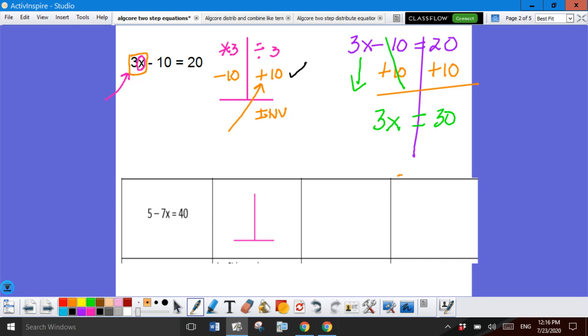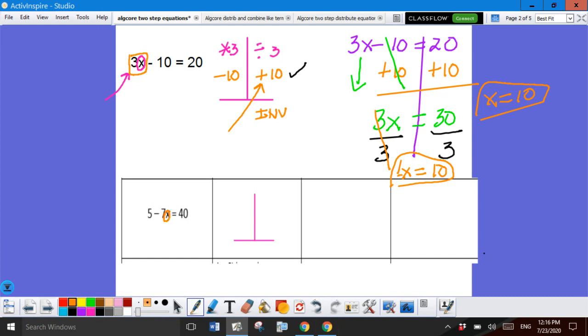Now the next step I'm going to do is divide. And when I divide, I draw a line. So I'm going to divide, divide. And again, something crosses out. So the 3's are going to cross out. 3 divided by 3 is 1, so that's a 1x equals. 30 divided by 3 is 10. And I just finished my problem. I know that x equals 10. Okay, x equals 10.